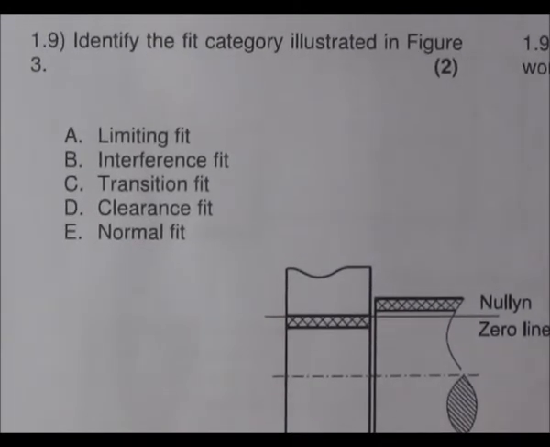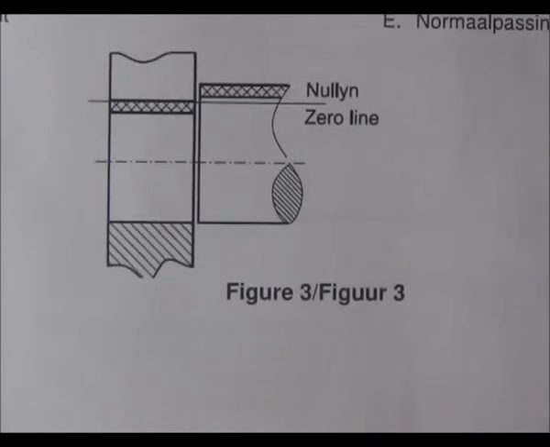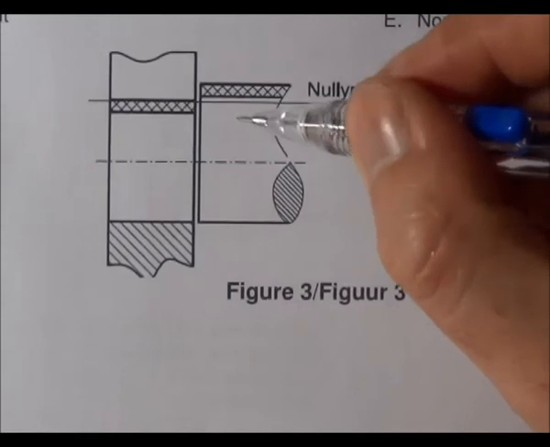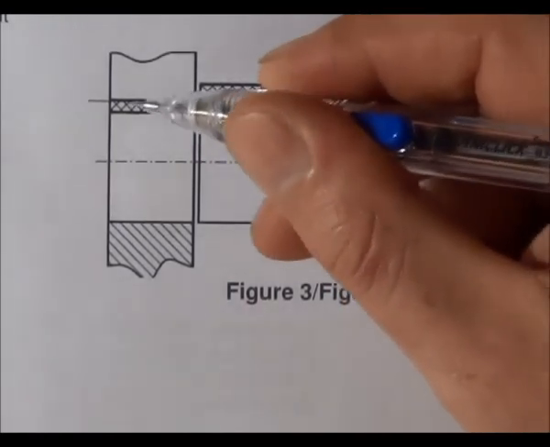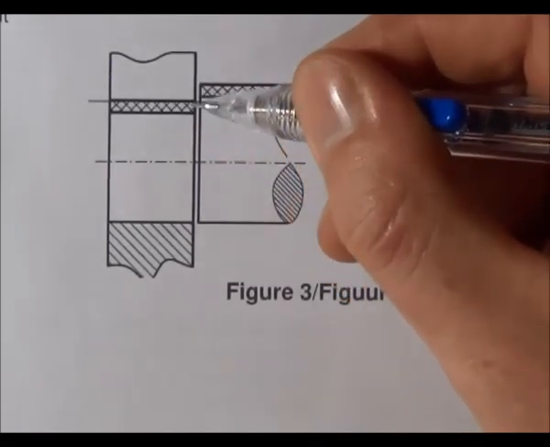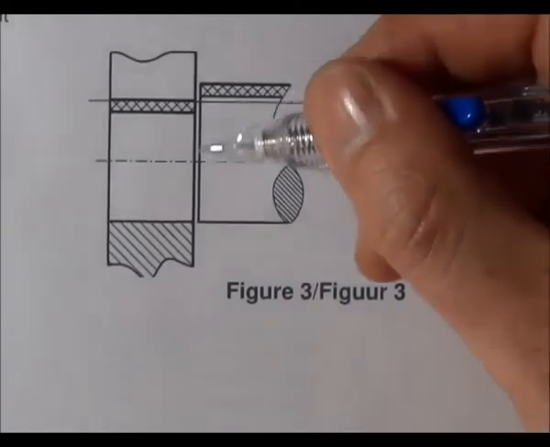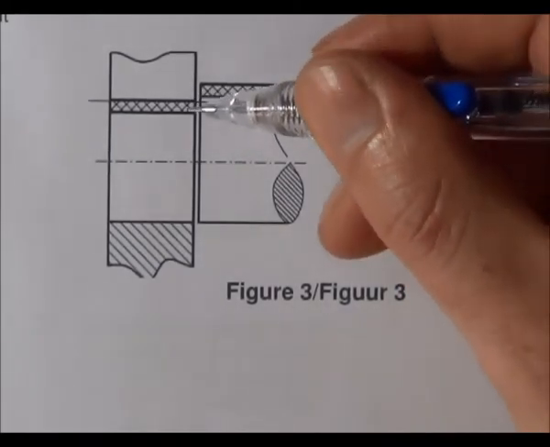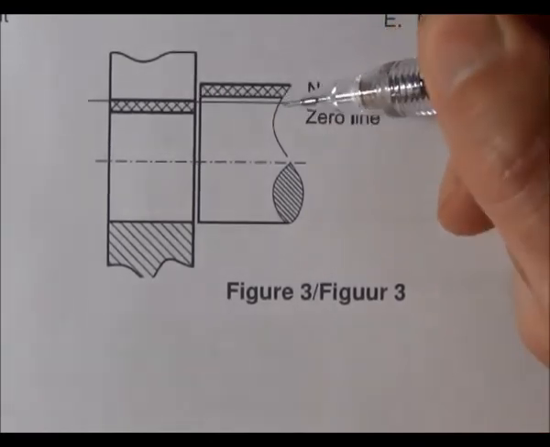Question 1.9. Identify the fit category illustrated in figure 3. So this is figure 3. We have a shaft and a hole, and you'll notice that this crossed out region indicates the allowable variance in sizes, so from the smallest to the biggest. You'll notice that the biggest hole is still smaller than the smallest possible shaft.